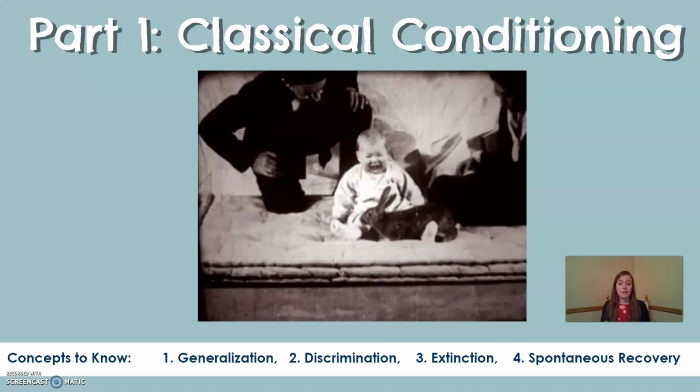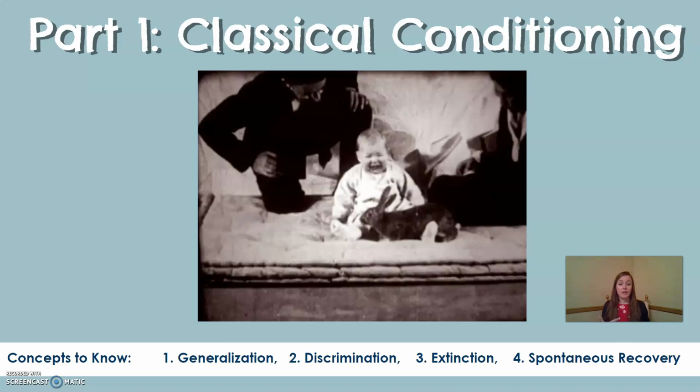The next thing that he realized was not everything would be generalized. So things that weren't similar, he didn't have fear responses to. So toy trucks, he did not have the fear response. So he realized that Little Albert could discriminate things that were not similar.